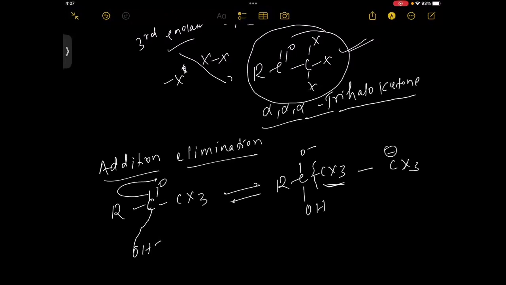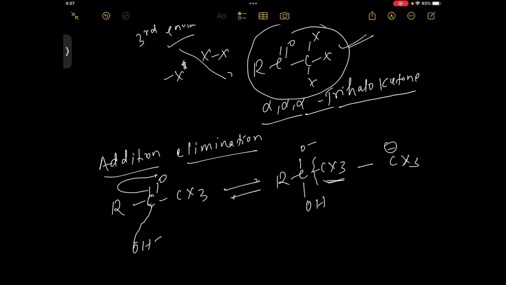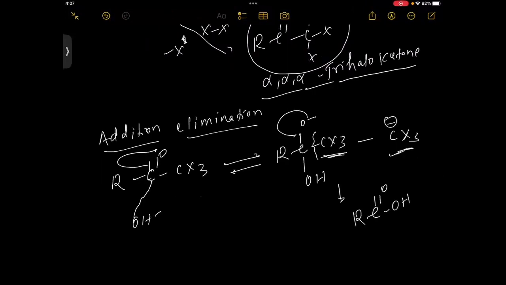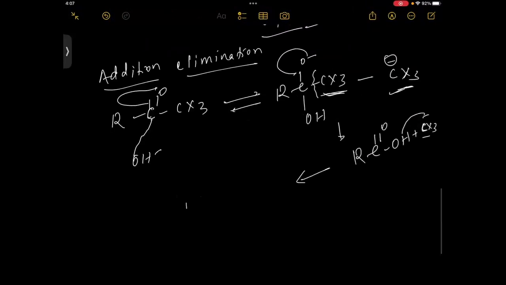CX3 negative will form. Now, you know one thing: a carbon connected with halogens gives a more stable anion. It is a very, very stable anion. Once CX3 leaves, the electrons come back and form the carbonyl group again, R-C=O-OH, plus CX3 negative. Now this is highly basic. It will attack this proton, and that will generate R-C=O-O negative plus CHX3. Have you seen that? This is how to obtain CHX3.